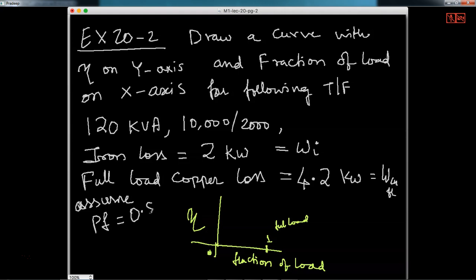Okay. So I want to get the data something like this. So how will you do that? Obviously, if you want to draw a curve, it is a very tedious task.